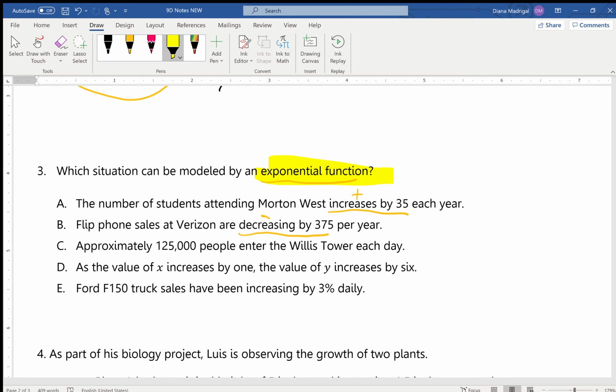That means that my answer for this is going to be what? Option A, B, C, D, or E. Alright, you should have picked E. Why? Because of the little piece of information that they told you that it was going to be increasing by 3%.